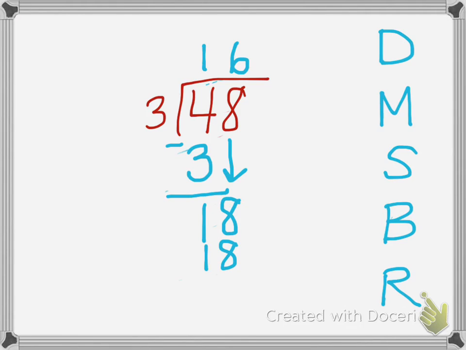Sister says to subtract. 18 minus 18 is 0. Brother says to bring down, but there's no more numbers to bring down, so we know that we have finished the problem. Because we ended with a 0, we do not have a remainder. 48 divided by 3 is exactly 16.